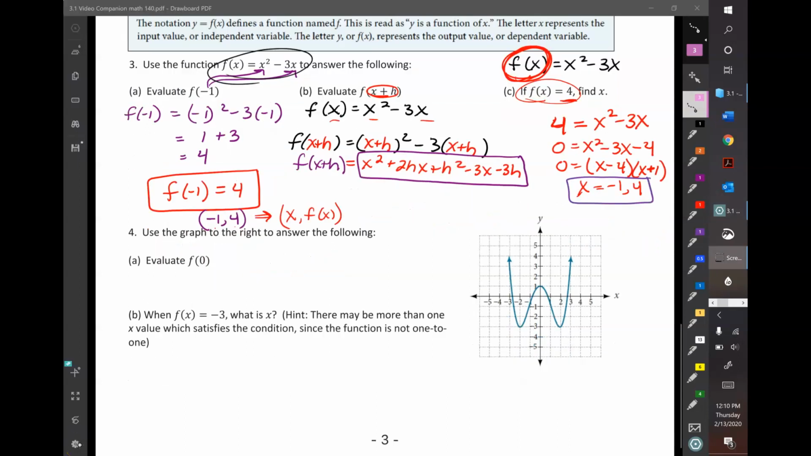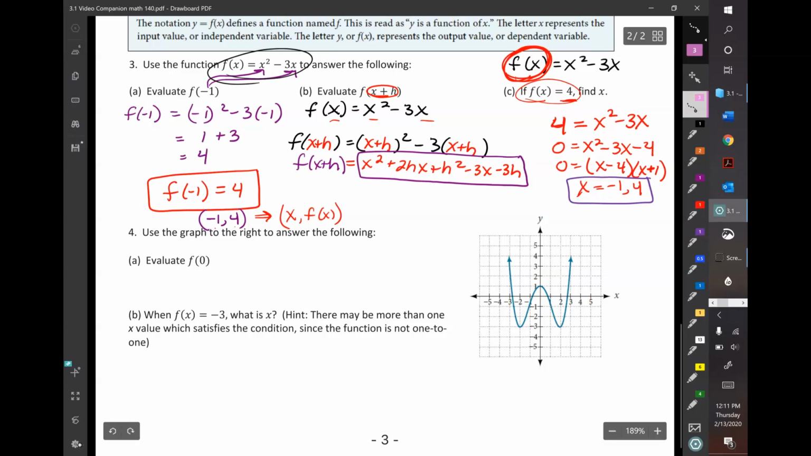Okay, now last question for 3.1 is number 4. Use the graph to the right to answer the following. So over to the right, you can see I have this, it looks kind of like a W here, on a grid with 1 unit blocks, and I think I just have it listed out to like 5. It goes a little further. You can extrapolate off if you need to.